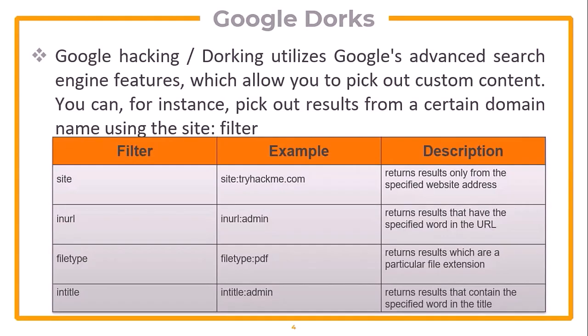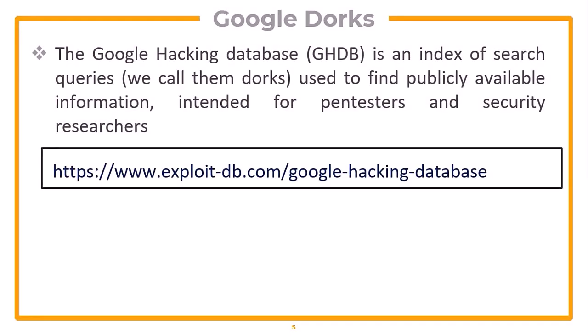Now let's see, what is Google Dorking? Google Hacking or Dorking utilizes Google Advanced Search Engine features, which allow you to pick up custom content. You can, for instance, pick out results from a certain domain name using the site filter, or you can use different filters that are listed. The Google Hacking Database is an index of search queries used to find publicly accessible information, intended for pen testers and security researchers. You can go to the website and get all types of Google Dorks, including Dorks for vulnerability research and finding vulnerable websites.